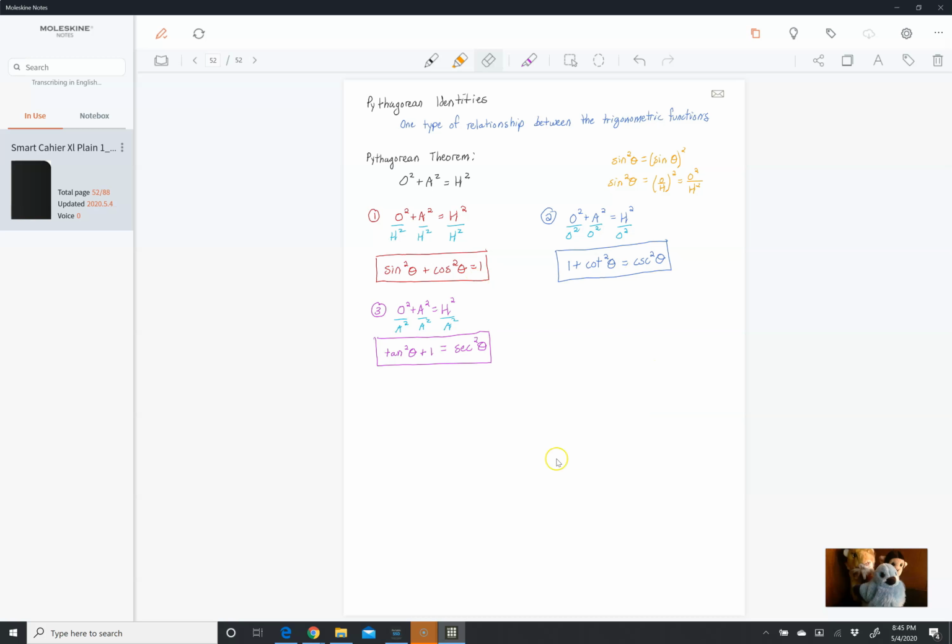So we have our 3. Now here's another way to define it. Okay, we can use the unit circle. So in the unit circle, we said here's theta. Here's x, here's y, and here's 1. This is from the unit circle.